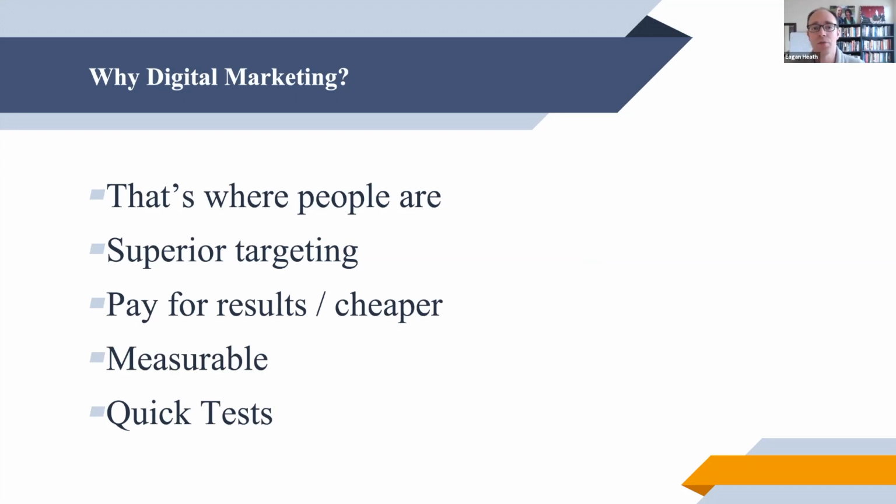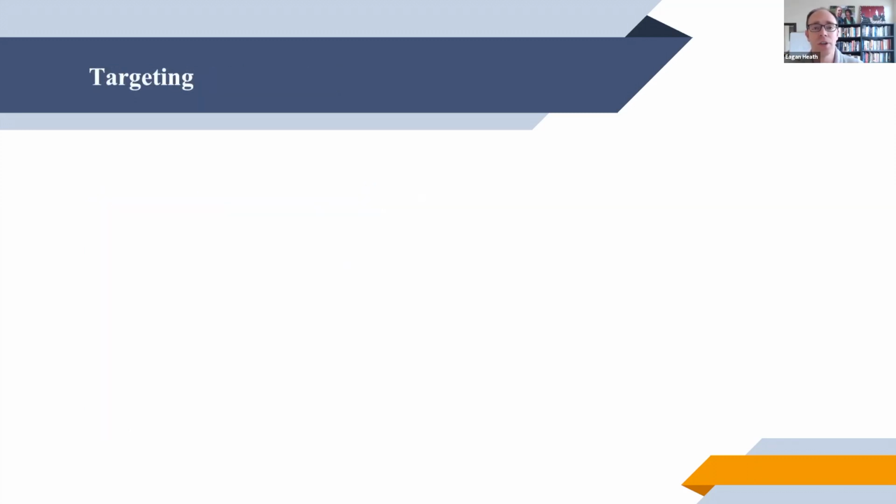But then what are the results? If we're not able to measure tightly what the results were, it's hard to quickly do tests and make improvements over time. It's almost like compound interest in your savings account, right? Or in your retirement account.